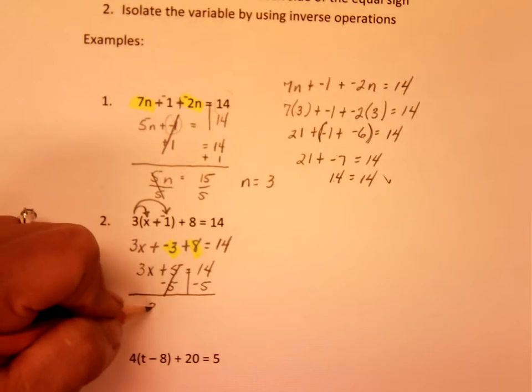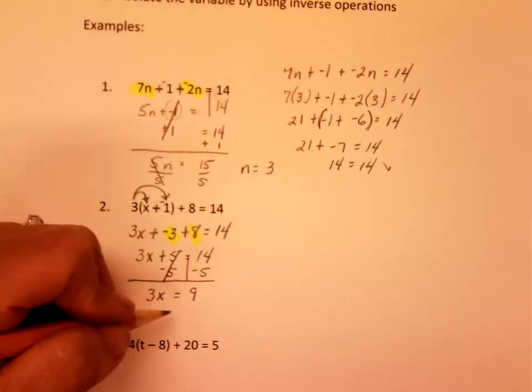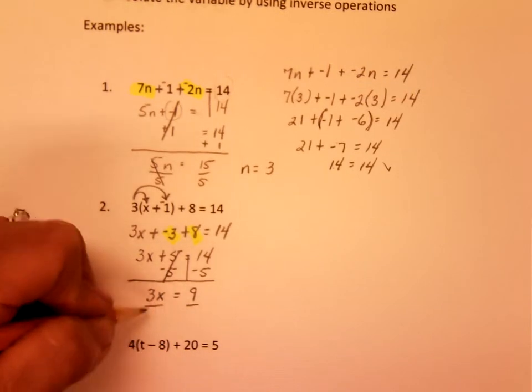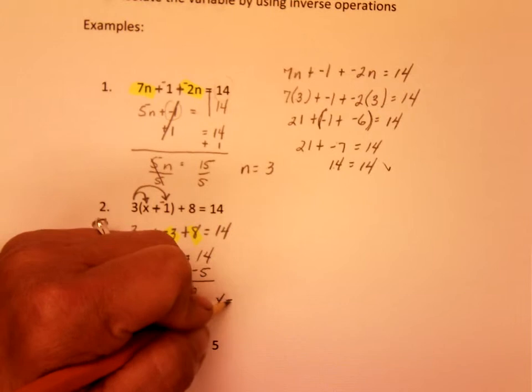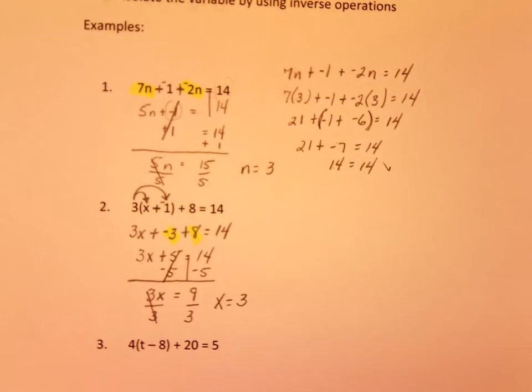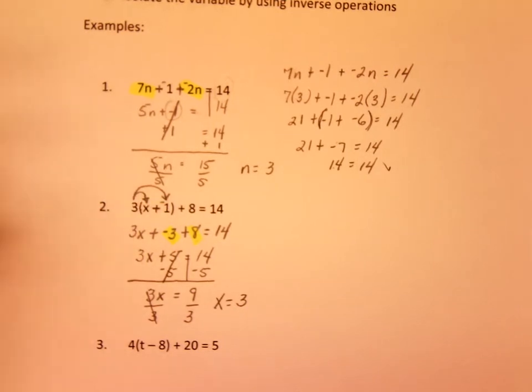And you're left with 3x is equal to 9. To get x by itself, you're going to divide, so you make your division line, by 3 on both sides. And x is equal to 3. Now to do your check, remember you're going to replace your variable with the x value. And then from there, you can just solve by order of operations.